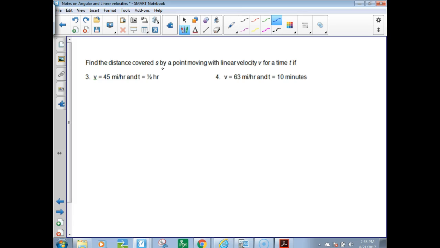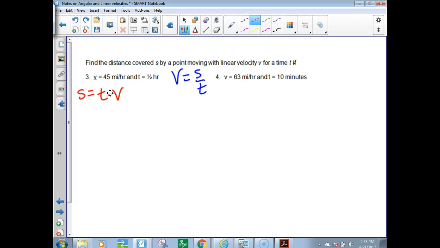Find the distance covered by S by a point moving through a linear velocity of V. Oh, they're giving a V and a T. We want S, so we're going to be using the V equals S divided by T, but we might want to manipulate the formula. So if we are going to find S, what would S equal? It would equal, yeah, T times V.